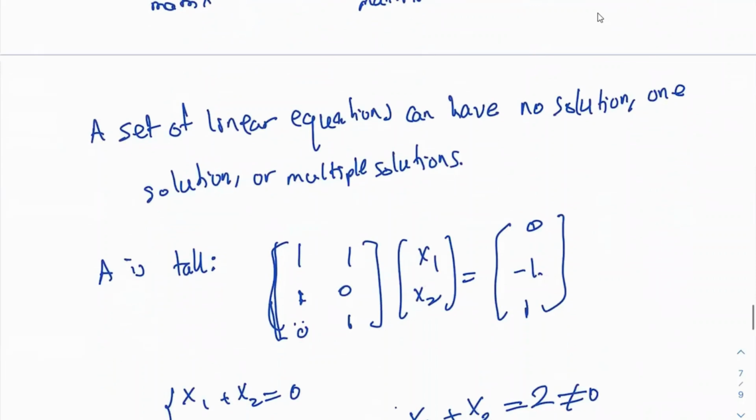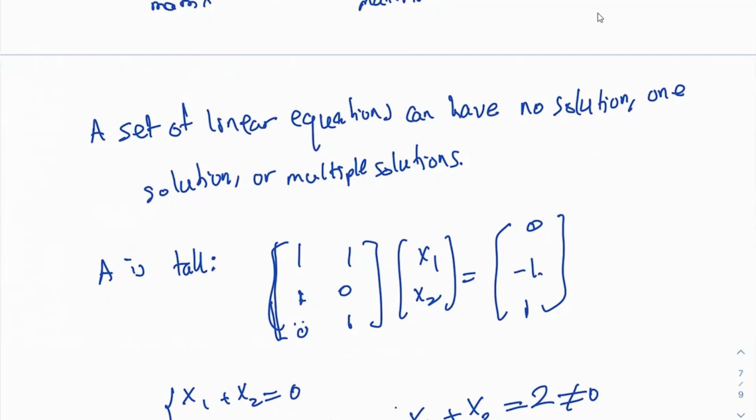Now, a set of linear equations can either have no solution, one solution, or multiple solutions, right? This is an important concept to know for now. After we talk about the null spaces, we will see what happens if we have multiple solutions. Then we will talk about under what condition we have a unique solution. We need to talk about the inverses, and then under what condition we never have any solution. Now let's talk about certain terminologies.